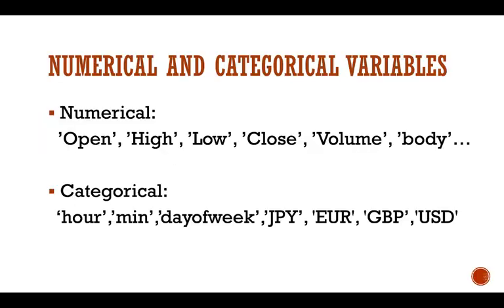In terms of different kinds of variables, some of them are numerical variables while others are categorical variables. We created two lists of them. The cat list contains hour, minutes, day of week, JPY, AUD, Europe, GBP, US dollar, and the long list contains all other variables.